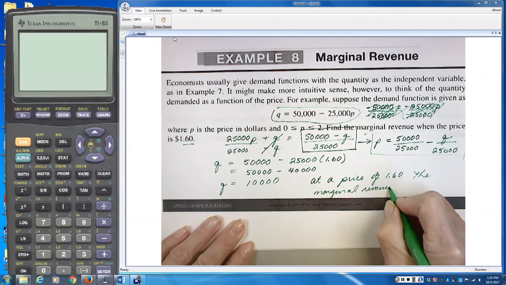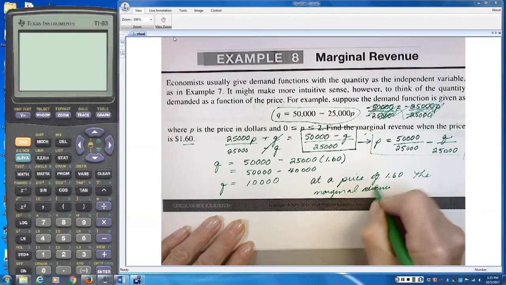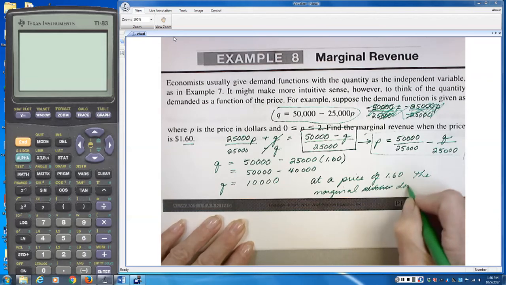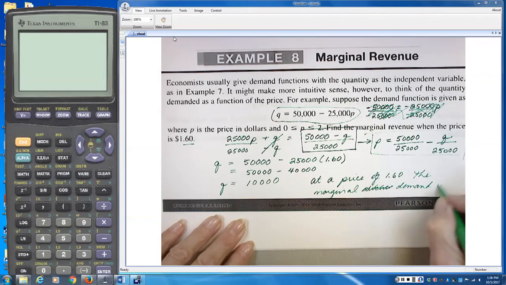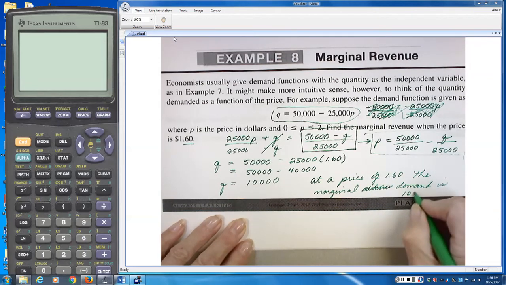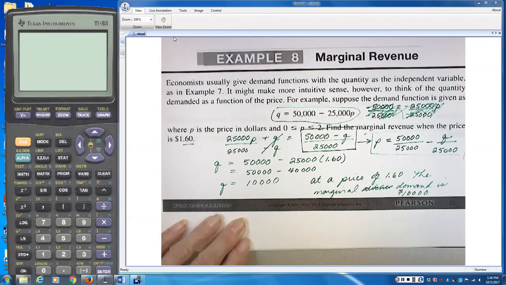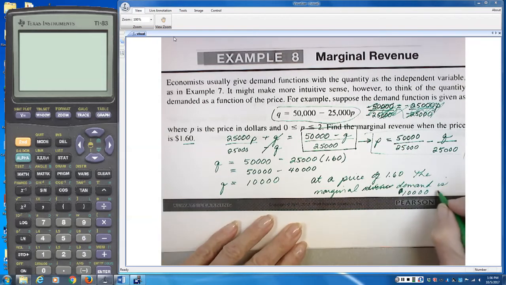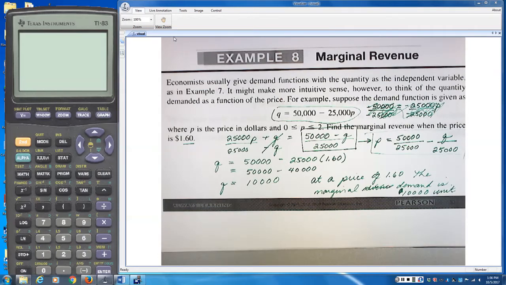So this is demand, not revenue. Start to write revenue. The demand is 10,000 units, whatever it is, stereos, computer programs, whatever.